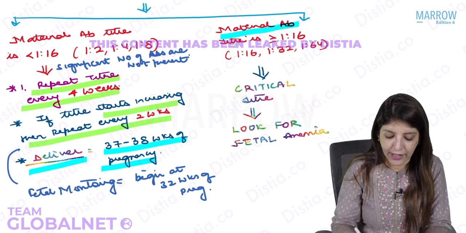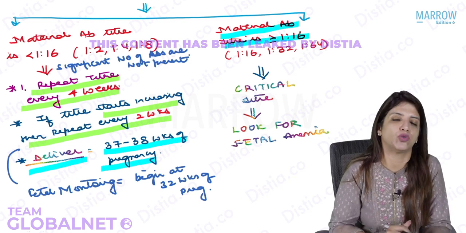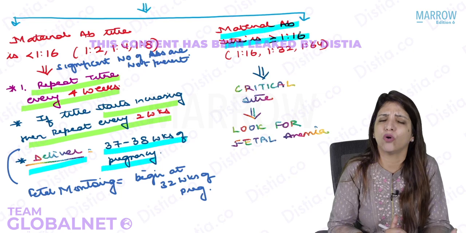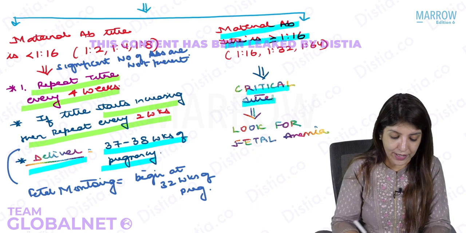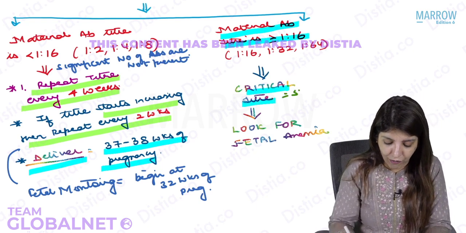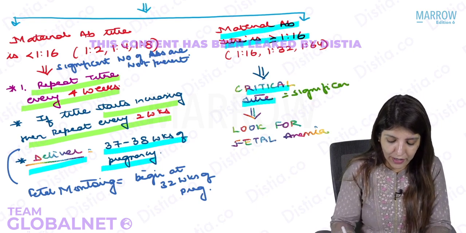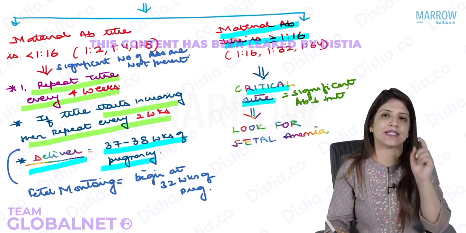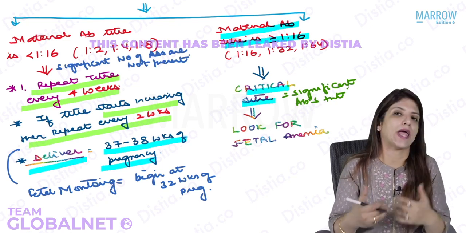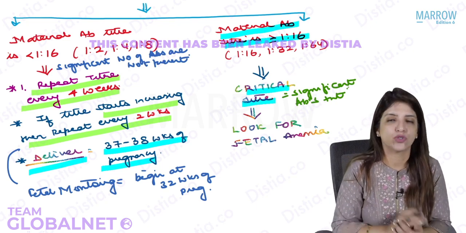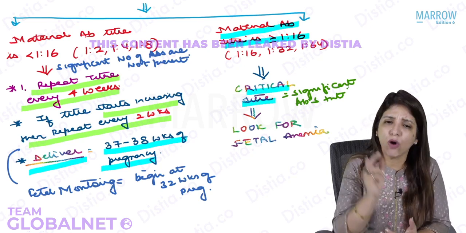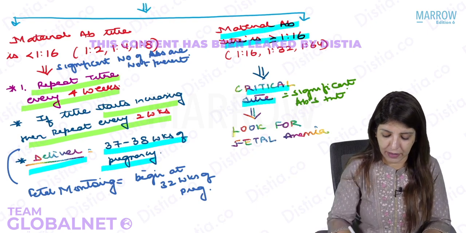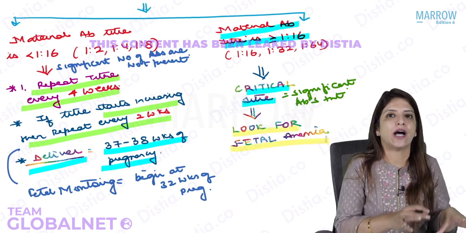So this is if her titer has not yet reached critical titer or is not more than critical titer. Suppose the antibody titer is more than or equal to 1:16, either it is 1:16 or 1:32 or 1:64, that means it's a critical titer, and that means significant antibodies are present. And if significant antibodies are present, they will cross the placenta and they are going to lead to hemolysis. So now what am I worried about? Now I know hemolysis has happened. Now I want to look for fetal anemia. How much is the fetal anemia now?